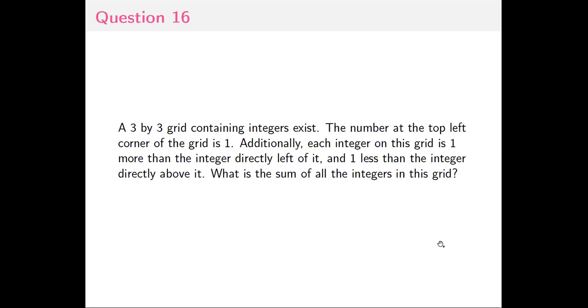A 3x3 grid containing integers exist. The number at the top left corner of the grid is 1. Additionally, each integer on this grid is one more than the integer directly left of it, and one less than the integer directly above it. What is the sum of all the integers in this grid? Catherine. That is correct. So Catherine wins with 3, Lillian 1. Congratulations to both. Yeah, GG.